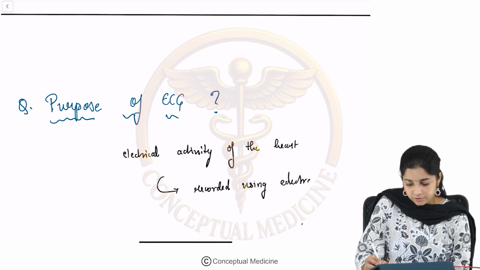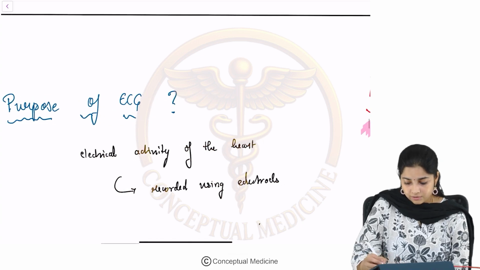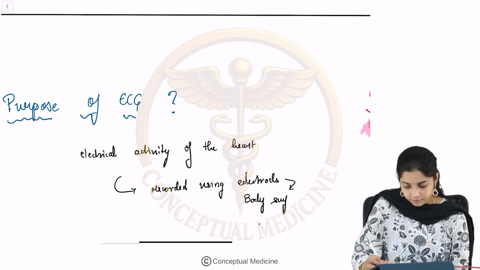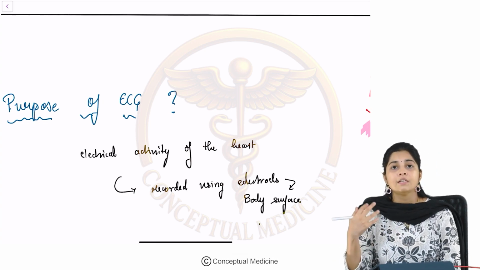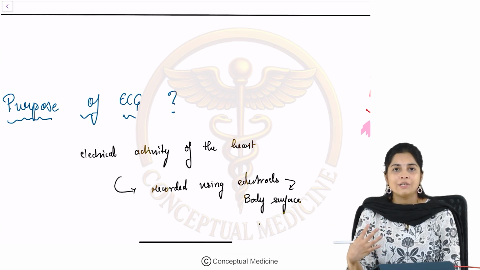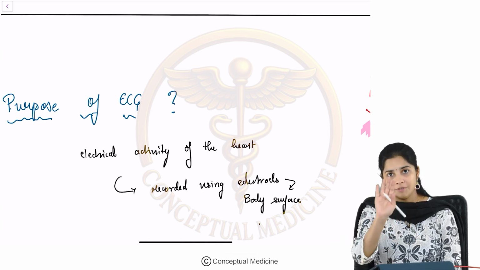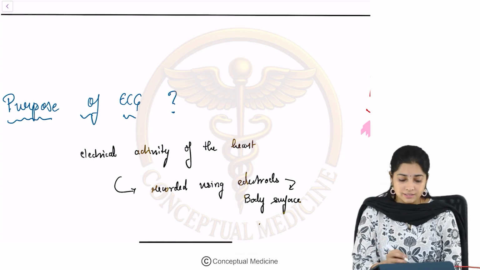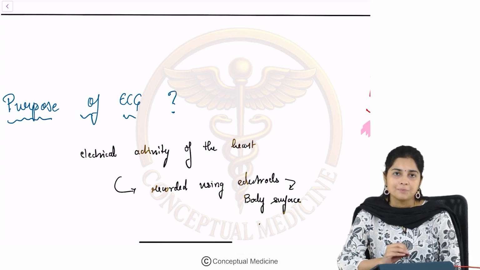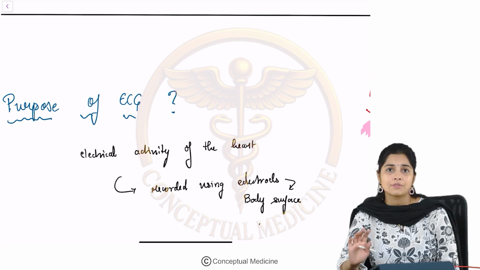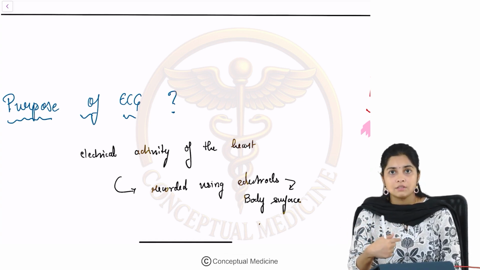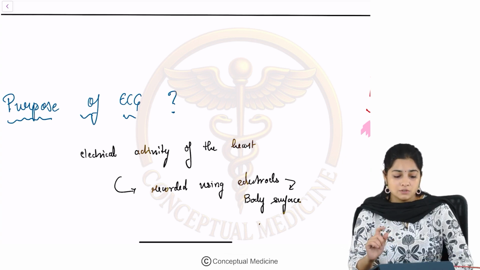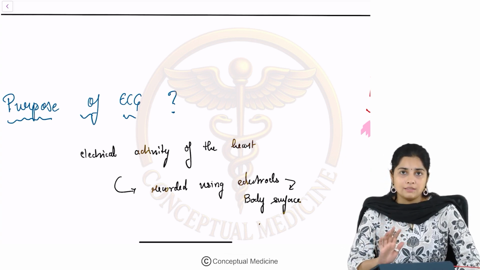Where are these electrodes placed? They are placed on the body surface. These electrodes, placed in various positions, determine the electrical activity of the heart by seeing the heart from different directions. This is the basic purpose of the ECG. Whenever there is a pathological process going on, the ECG will show different directions and different deflections. So, this is the purpose of an ECG.